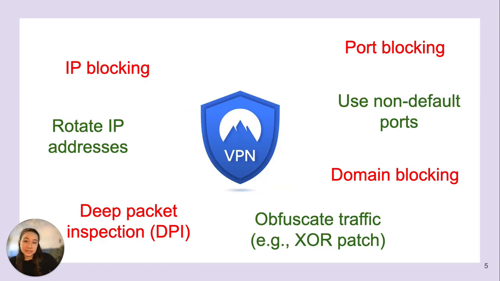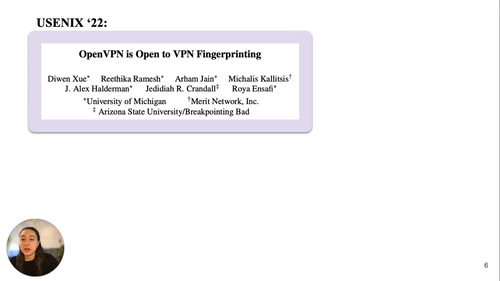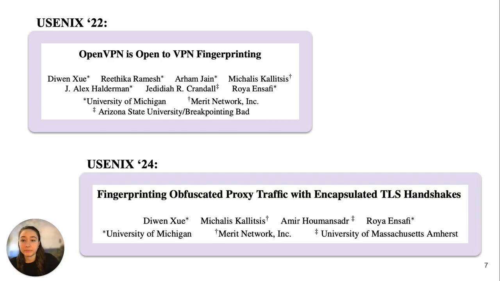Then in response to this, VPN providers have tried to evade this VPN blocking by rotating the IP addresses that they use for VPN servers, using non-default ports, and obfuscating traffic in various ways, for example, using an XOR patch. But these techniques to evade detection are not robust, and even obfuscated VPN traffic has been shown to be fairly straightforward to block using VPN protocol fingerprinting.